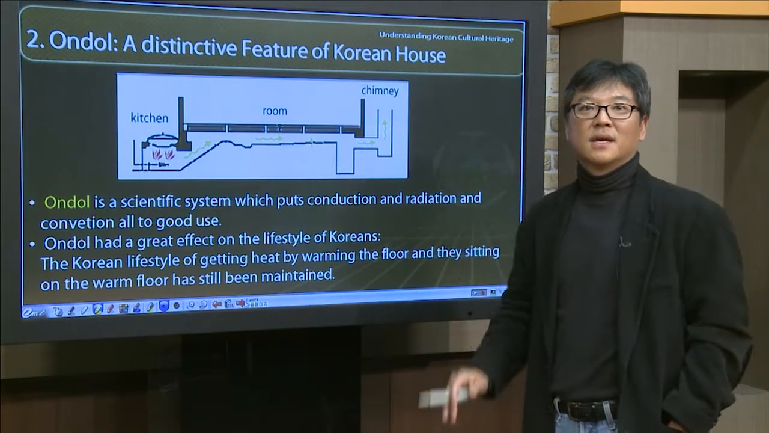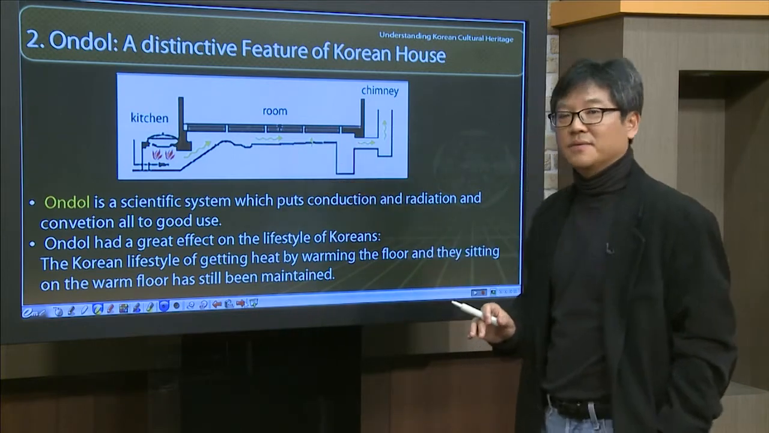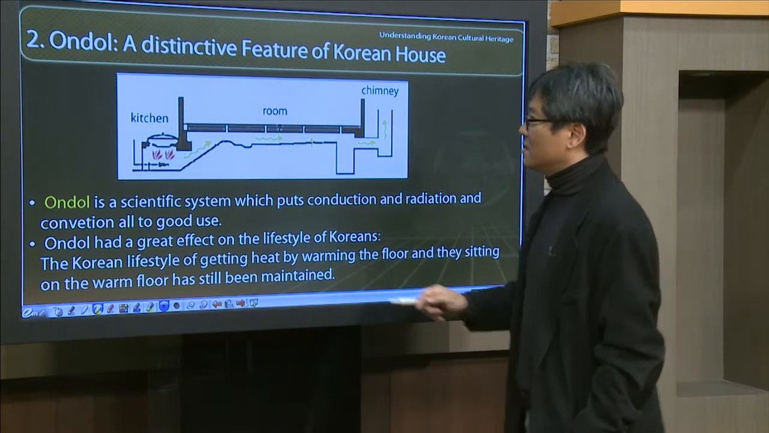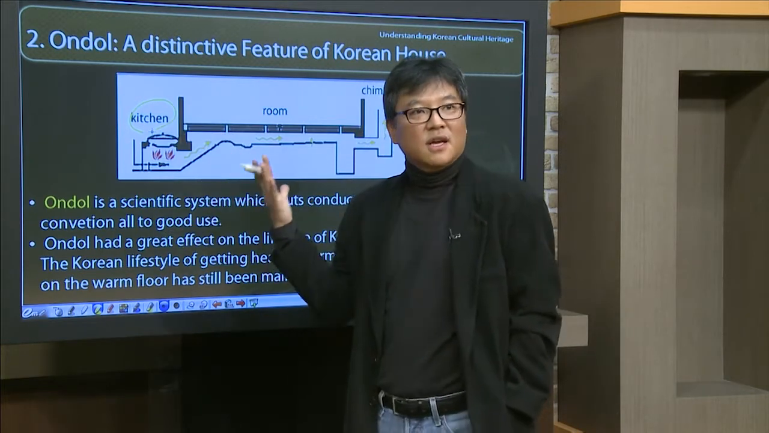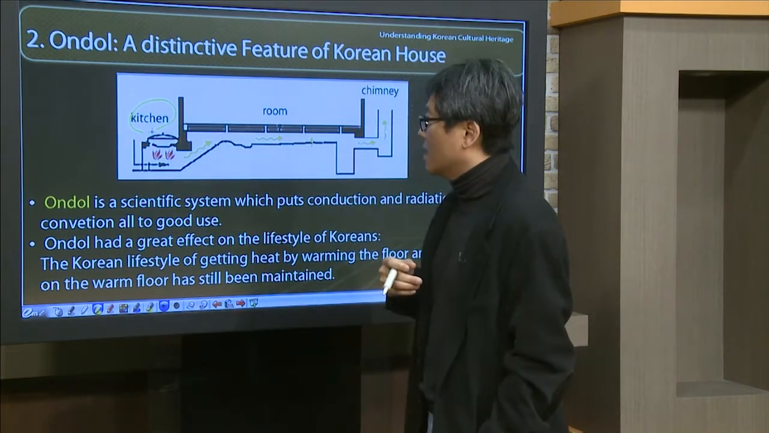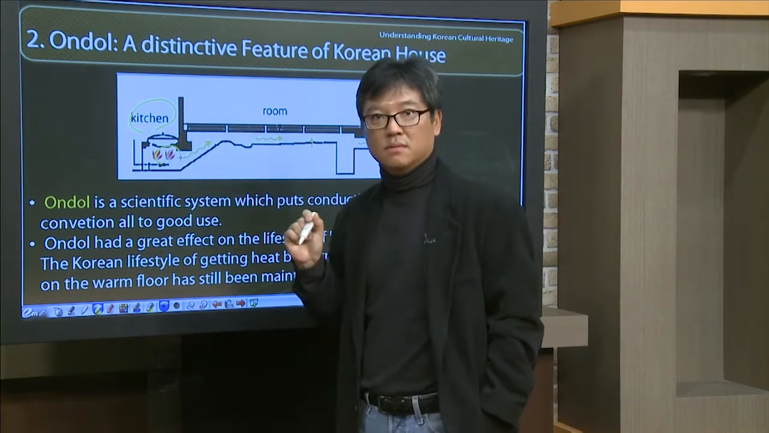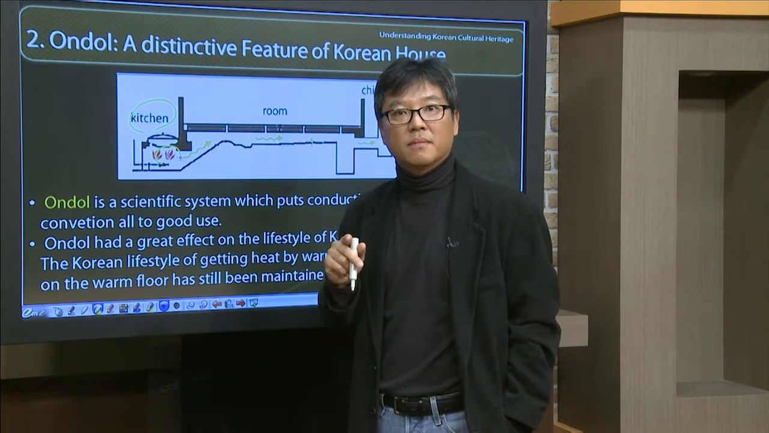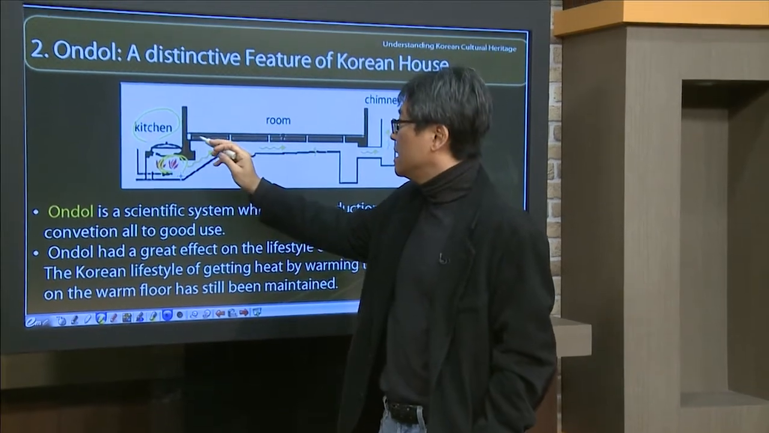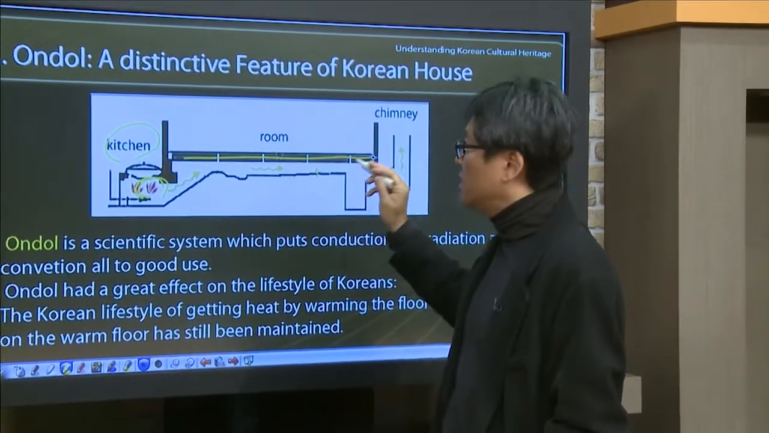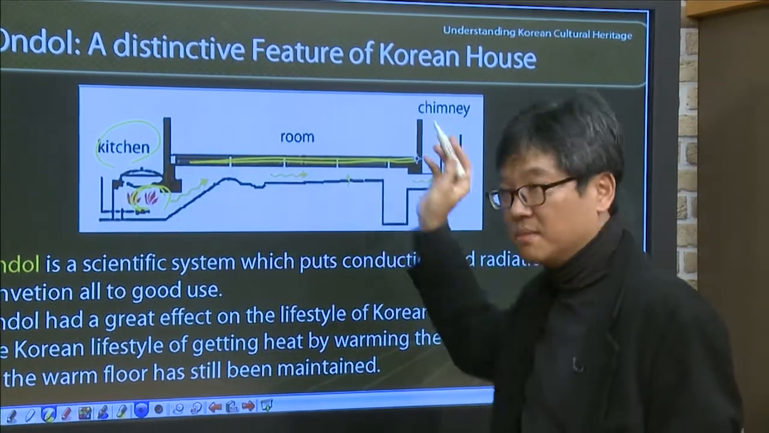This is a very self-explanatory graphic of the ondol system. You can see the kitchen area right here. So this is a very economic, efficient invention, I think. You use this fire first to cook. At the same time, they use the same energy to heat the floor of the room. So this part is called ondol, and the whole thing is the ondol system, as I said before.